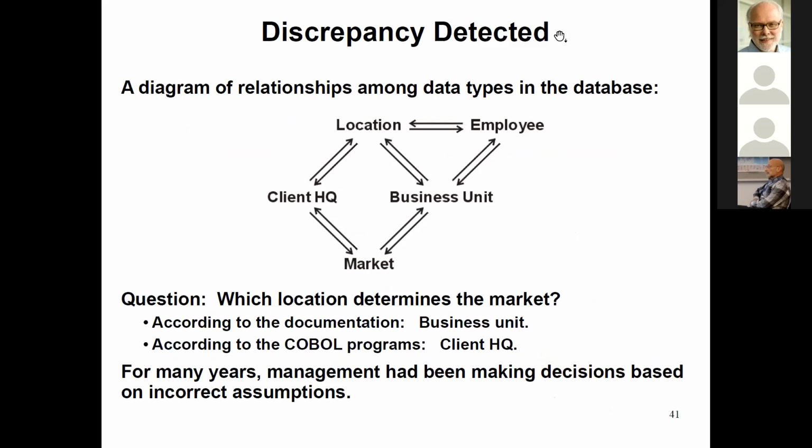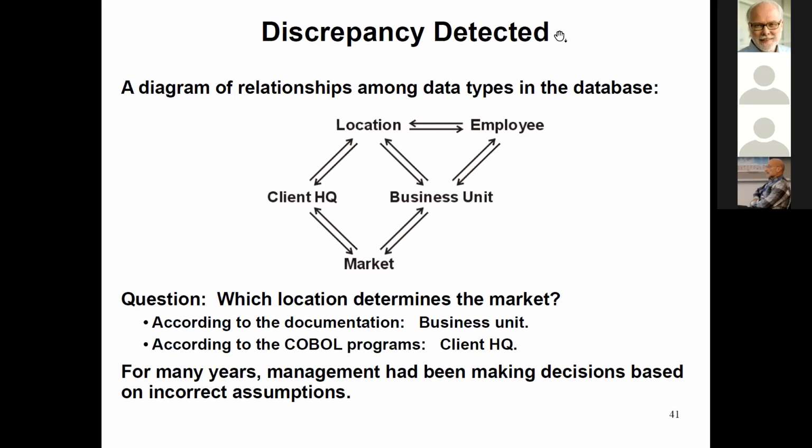So one of the things is that management wanted to relate the locations to the market. According to the documentation, the business unit determines what the market area is, whether you're in the New York market, the Los Angeles market, or the Tokyo market. And according to the COBOL programs, it's the client headquarters that determines the location. So, for example, Deutsche Bank would have a headquarters in Germany, and their business unit was in New York.